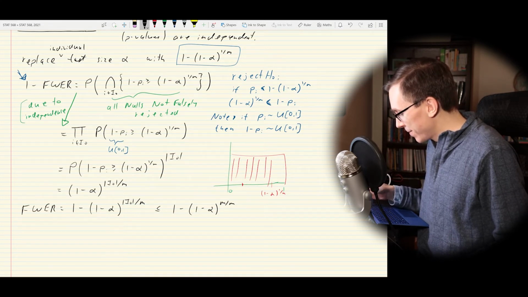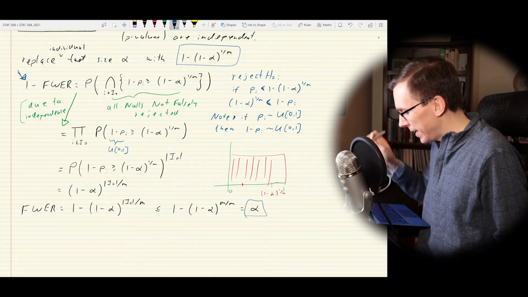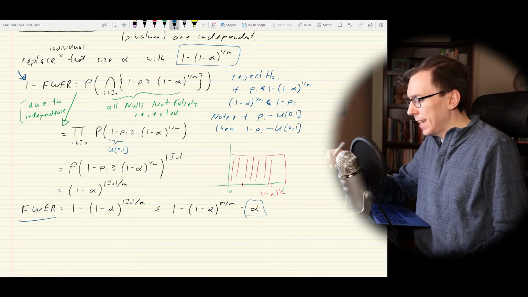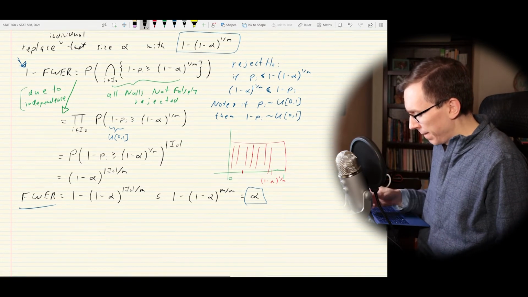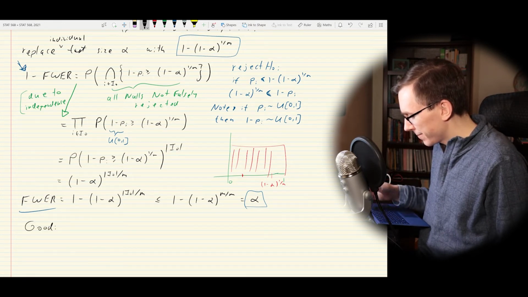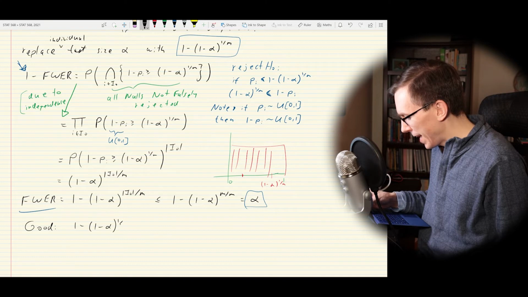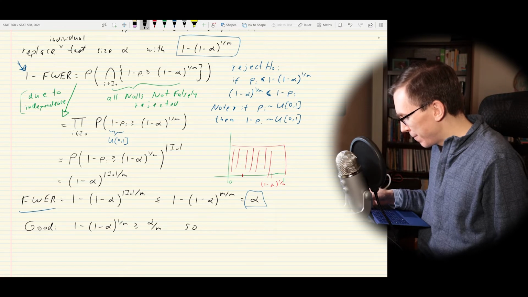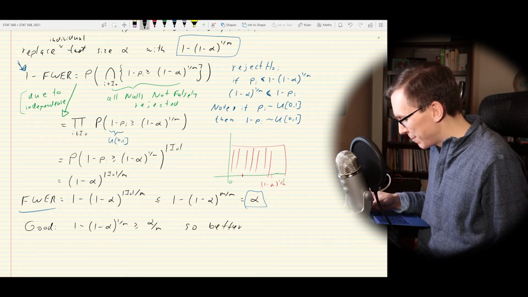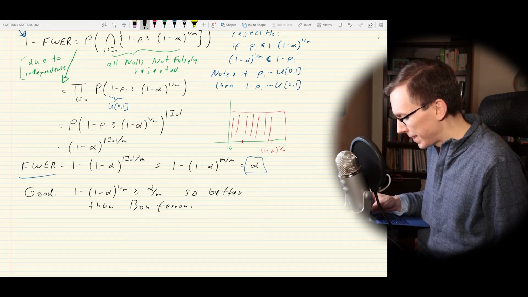And then lastly, that just becomes alpha. So once again, we show that our family-wise error rate is less than or equal to alpha. In this case, the good is that (1 minus alpha) to the 1 over m is going to be greater than or equal to alpha over m. So it's better than Bonferroni in the sense that it is less conservative, or will reject more hypotheses.